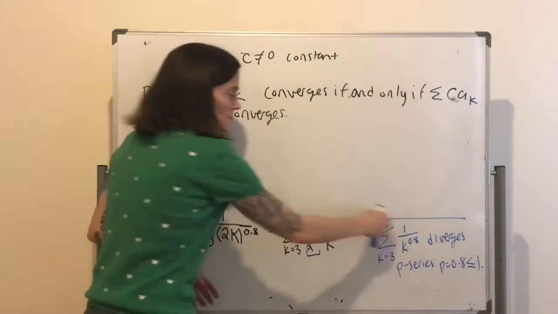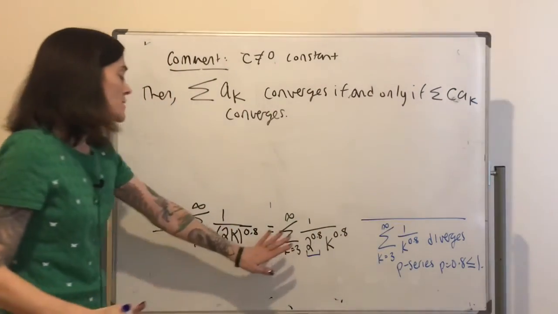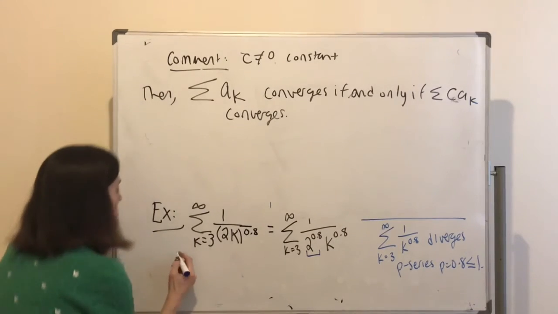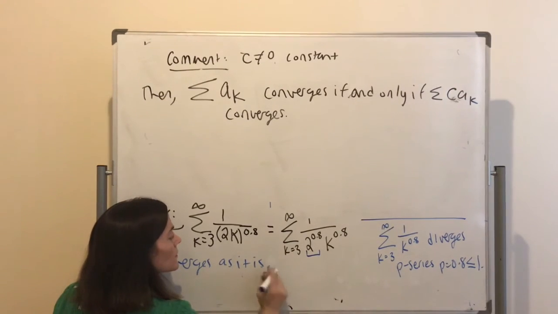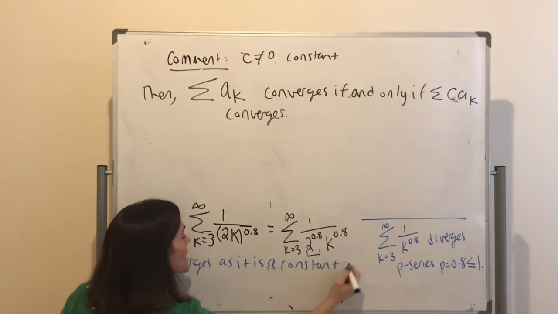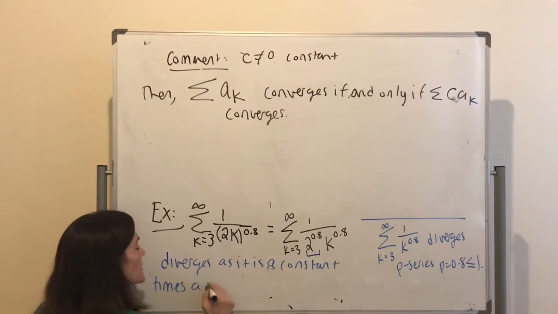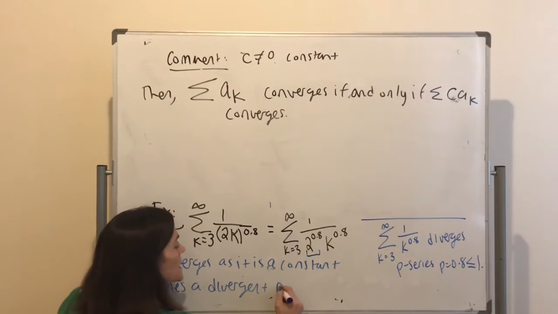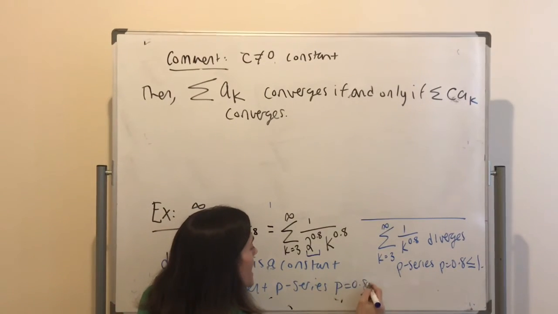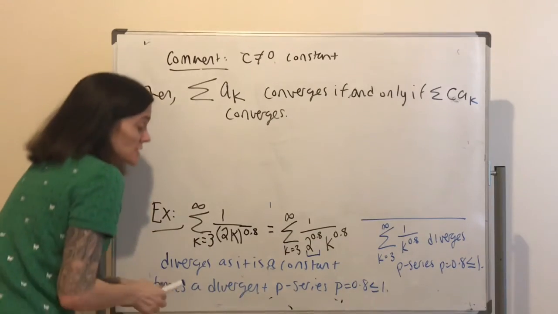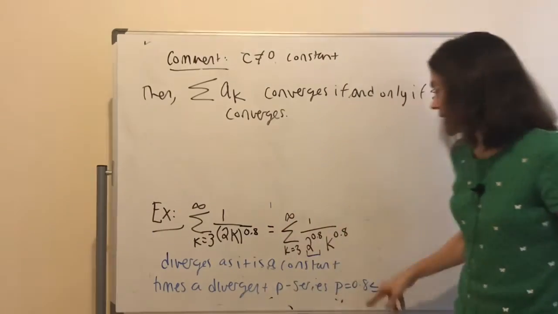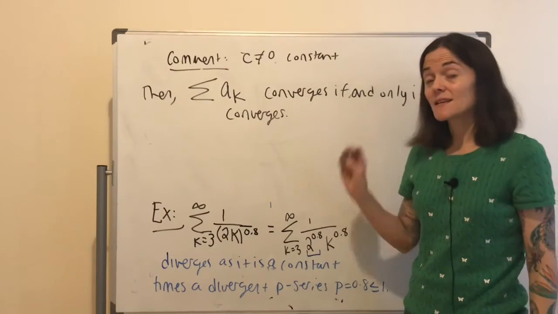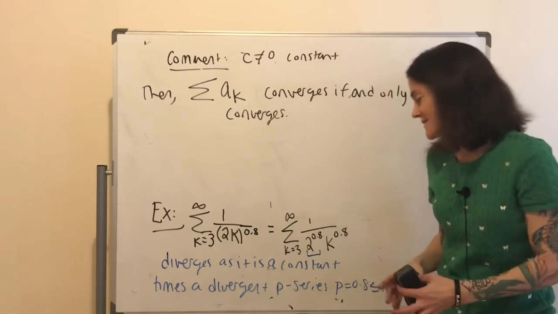Well, what I would do here, this was a side comment now that we have discussed this. The way I would justify this series, I would say this diverges as it is a constant times a divergent p-series. And then I would say p equals 0.8, less than or equal to 1. Okay, so that is justification. Now I can erase this because it's fully justified below. That's the justification for why this series diverges. It's a constant times a divergent p-series.